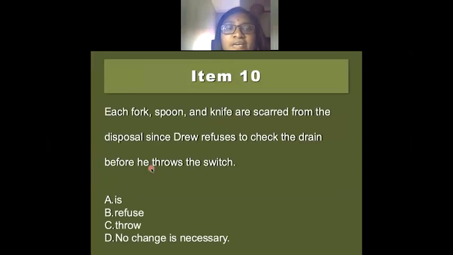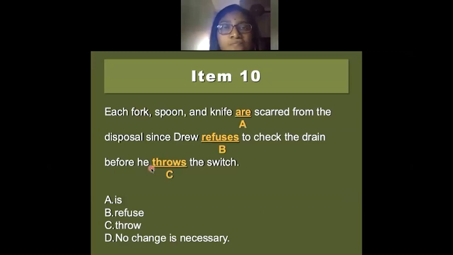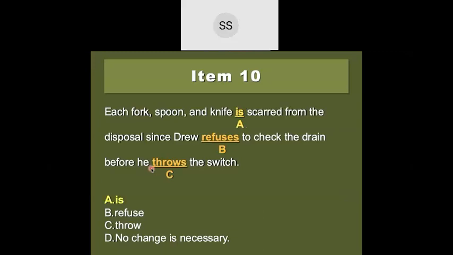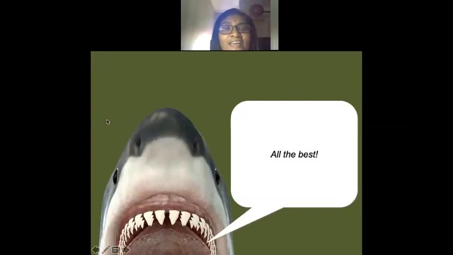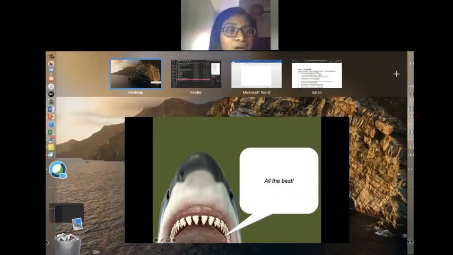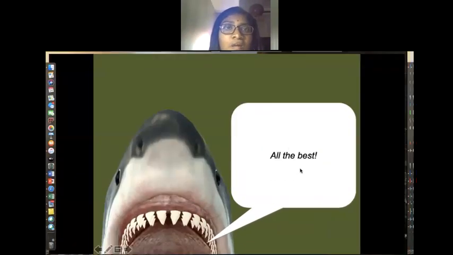Okay, item 10. Each fork, spoon, and knife are scarred from the disposal since Drew refuses to check the drain before he throws the switch. So, A. A, very obvious, okay? You see the word each, you know it's obvious. All right. Okay, so that's good. You have already mastered the art of subject verb agreement.